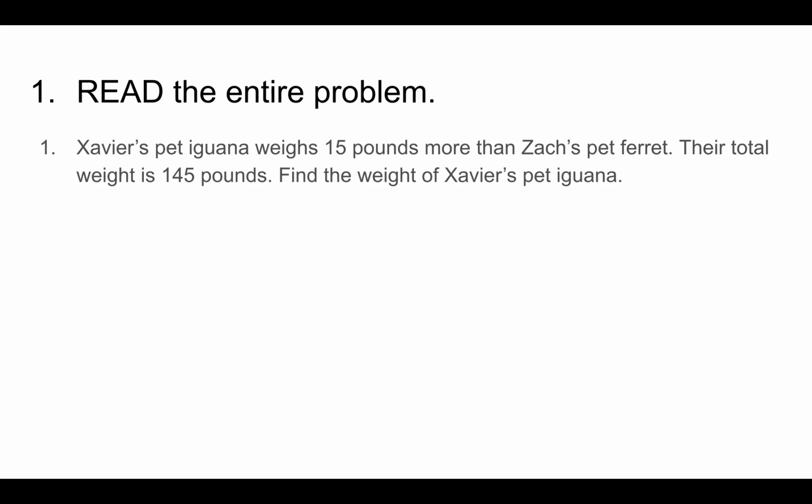So, open your book to the first problem. We're going to do the first problem together. Step 1, read the entire problem. Xavier's pet iguana weighs 15 pounds more than Zach's pet ferret. Their total weight is 145 pounds. Find the weight of Xavier's pet iguana.